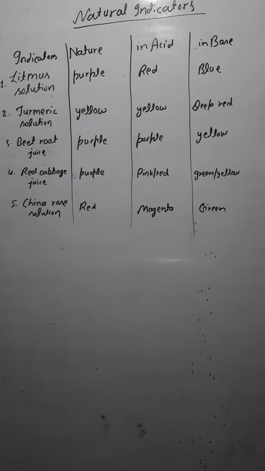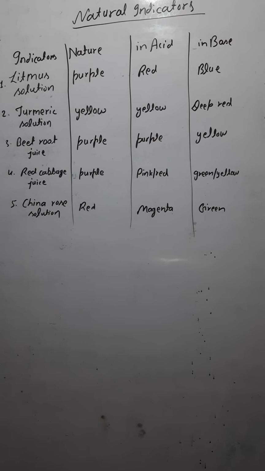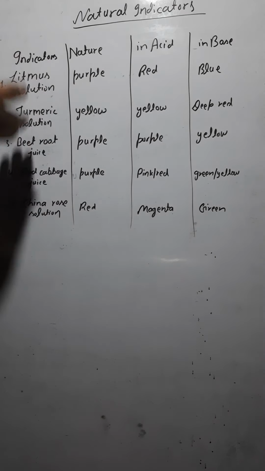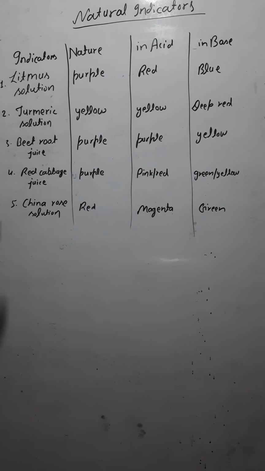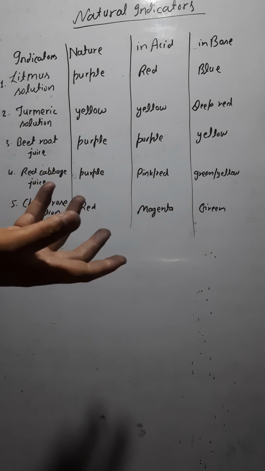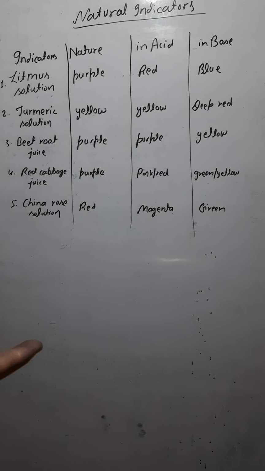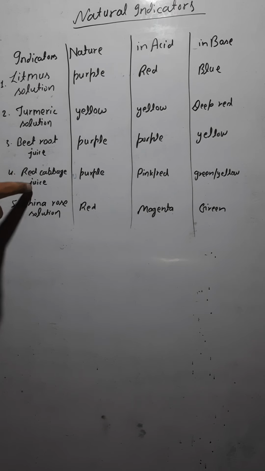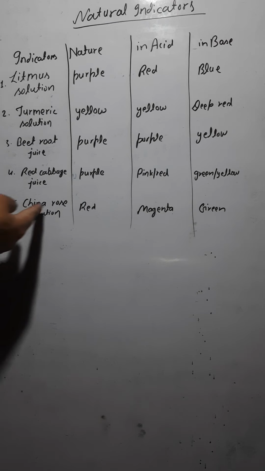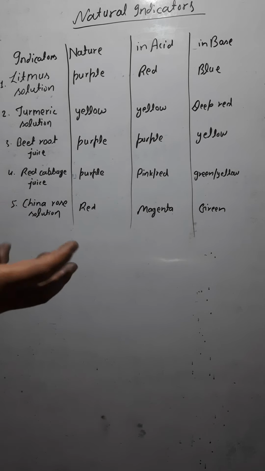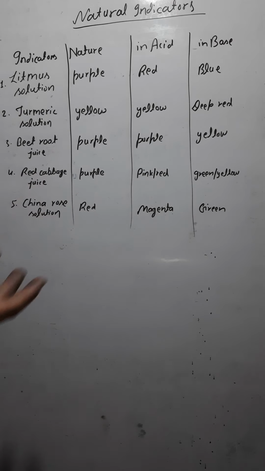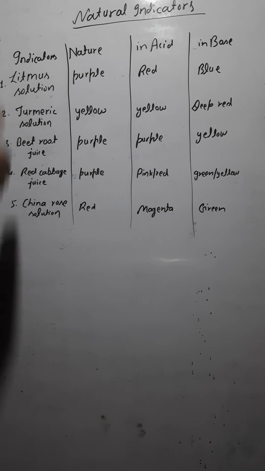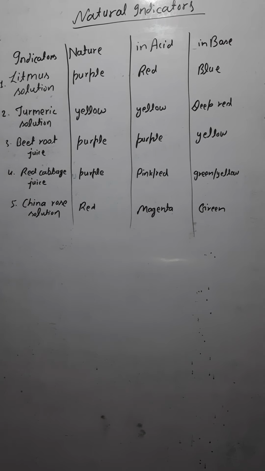Here I have made a list. These are the natural indicators. First is litmus solution. Then you have turmeric solution, that we also use as turmeric powder in our cooking. Then you have beetroot juice. Then red cabbage juice, which means the extract from the red cabbage. Then you have China rose solution, extracted from the petals of China rose. So these are some commonly used natural indicators.